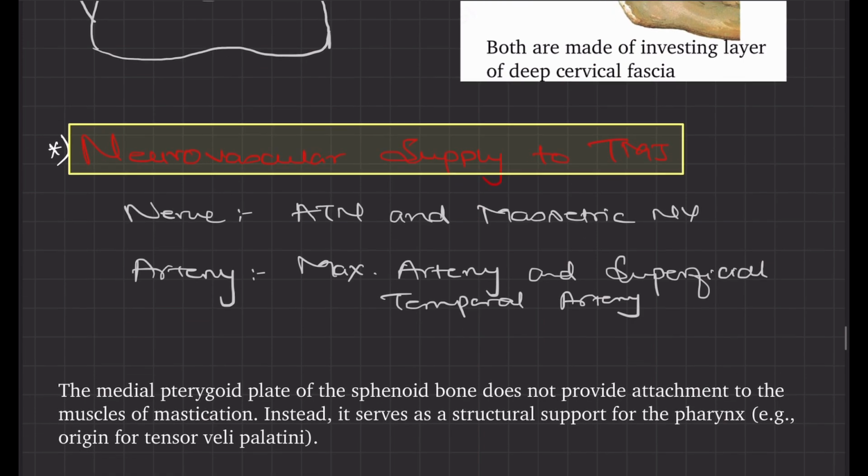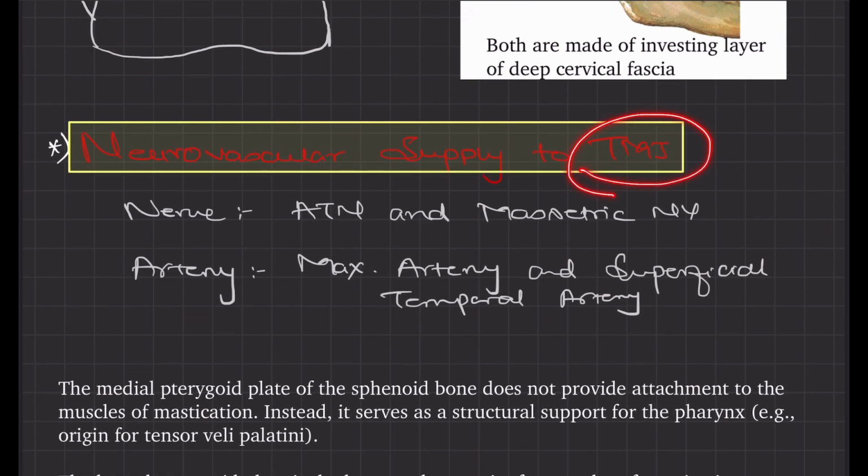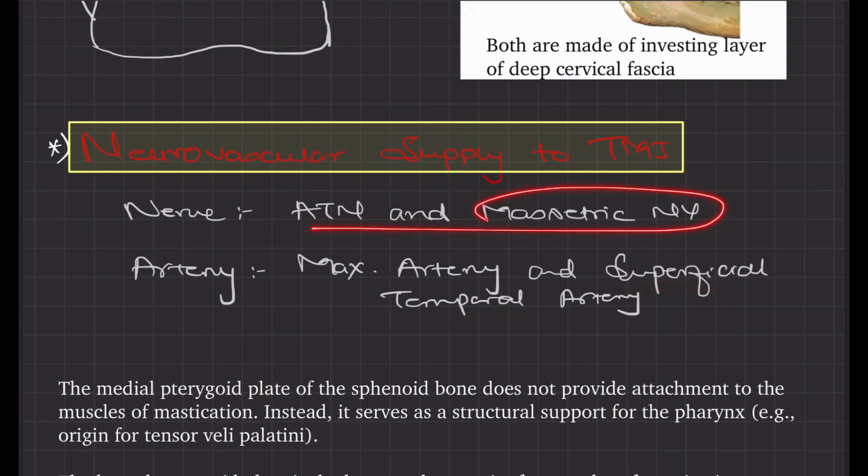Now coming to the neurovascular supply of the temporomandibular joint. Remember the blood supply for the temporomandibular joint comes from the two terminal branches of the external carotid, that is the maxillary and the superficial temporal artery, while the nerve supply comes from the auriculotemporal nerve and a branch of the masseteric nerve.